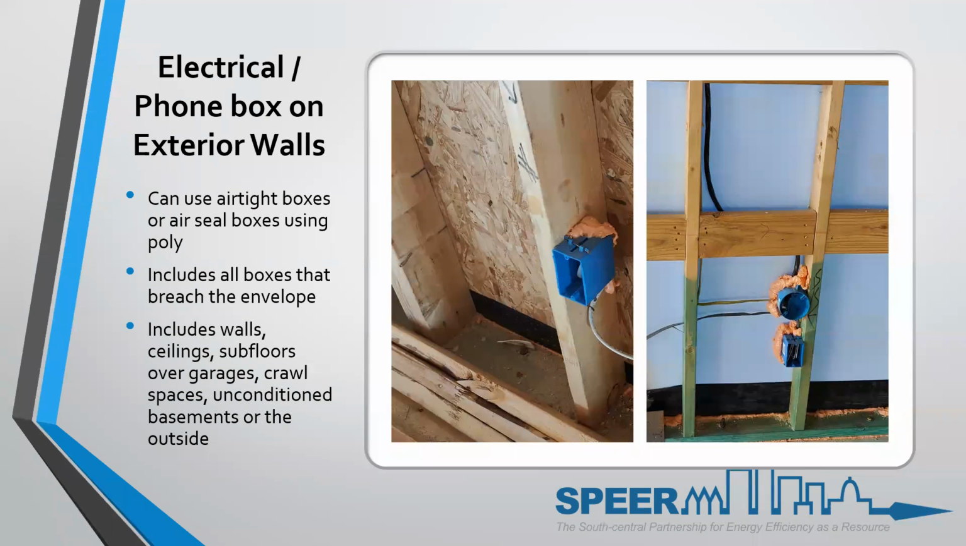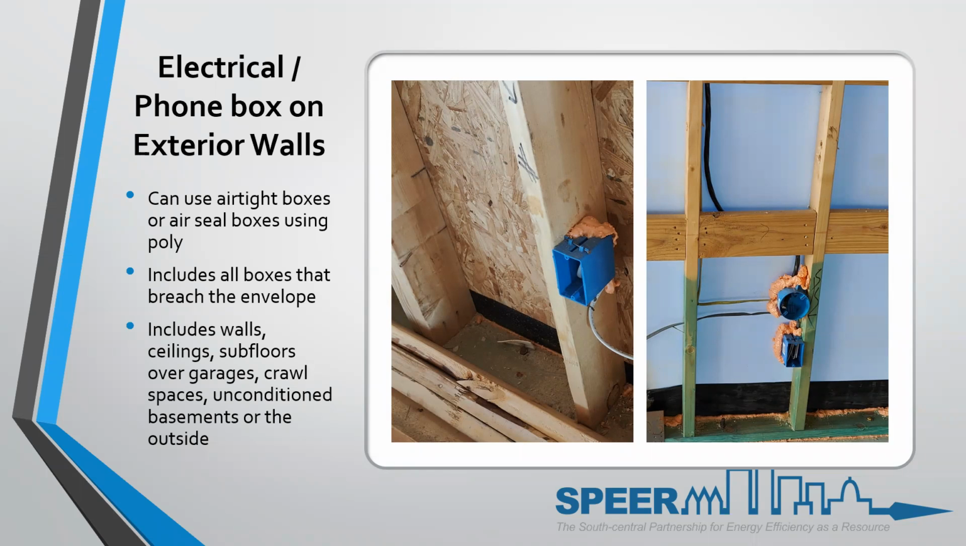Electrical boxes on the wall, you can use airtight boxes or poly, as we see here being done. This includes all exterior boxes or boxes that breach the envelope, including ceilings and walls. It includes walls, ceilings, floors, over garages, crawl spaces, unconditioned basements, or to the outside. If you look at these boxes on the wall, no one really asked these questions, but if you think about it from the intent and what you're looking at, the air barrier is the outside wall. It's either the T-ply that's on the right or the OSB on the left.